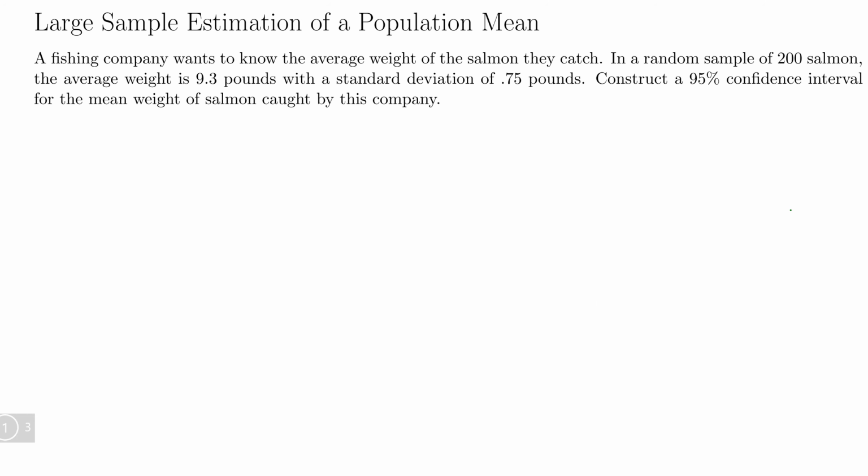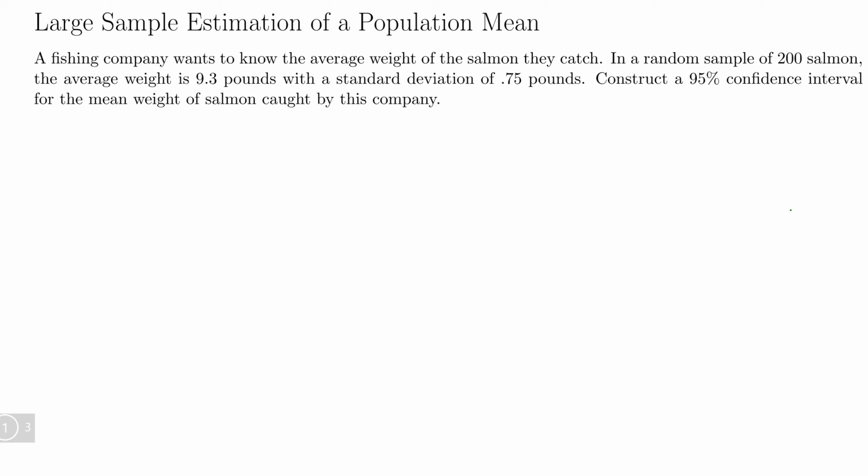In this section, we'll look at constructing confidence intervals for both the population mean and the population proportion from the binomial distribution. For the population mean, we'll discuss methods for both large samples and small samples. Let's look at the first example.